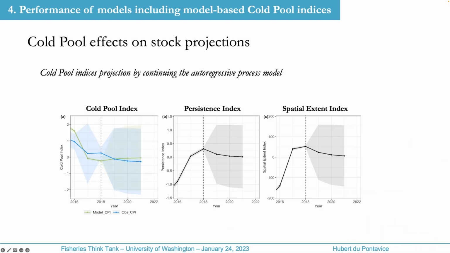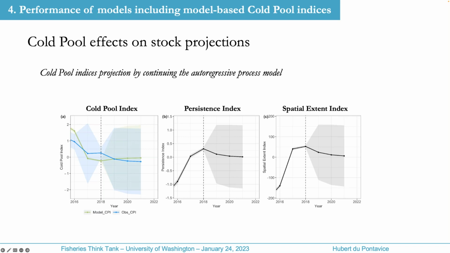Then let's have a look at the projections. So the first step for stock projections is to project the 4 cold pool indices and their observation errors through 2021 by continuing the autoregressive process model, which is one of the interesting capabilities of WAM.